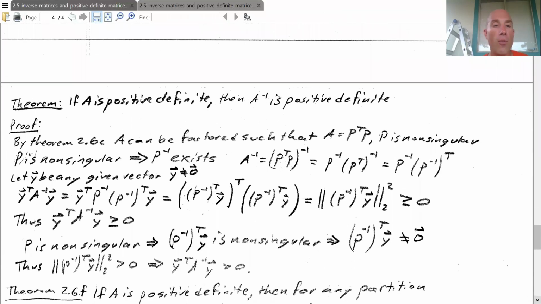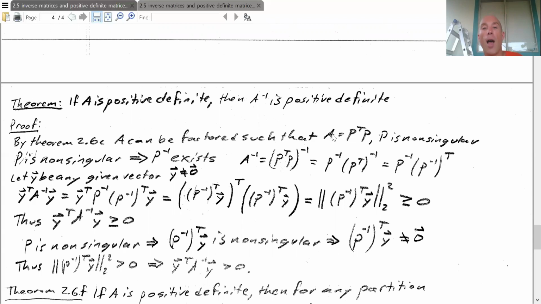Here's another theorem for us. If A is positive definite, then A inverse is positive definite. Okay, so how we proceed is, let's go ahead and say that A is equal to P transpose P. All right, from our previous theorem, we know that we can do that. We can factor A in this manner because it's positive definite. So P is non-singular. P is non-singular tells me that P's inverse exists. All right, P inverse exists.